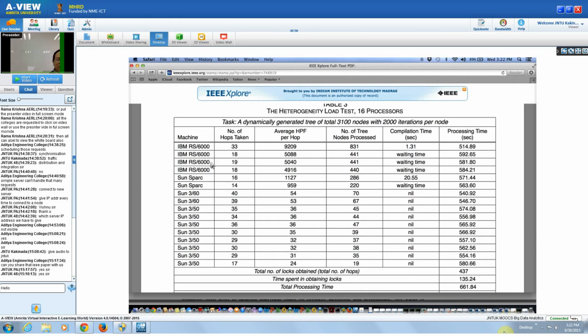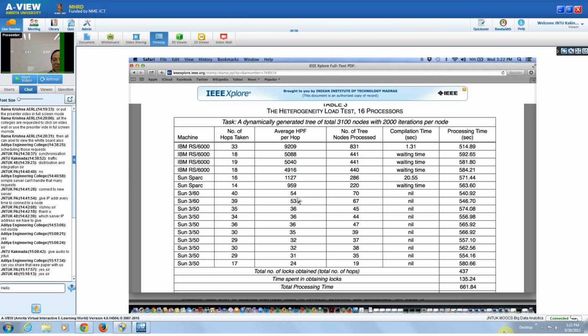There are 4 IBM RS6000 workstations, and there are 2 Sun Sparc workstations, 2 Sun 3/60 workstations, and I think here we have used about 10 Sun 3/50s. Now you can see the average horsepower factor. The IBM RS6000 is 92,000, whereas this is 54. See the difference between these two machines.